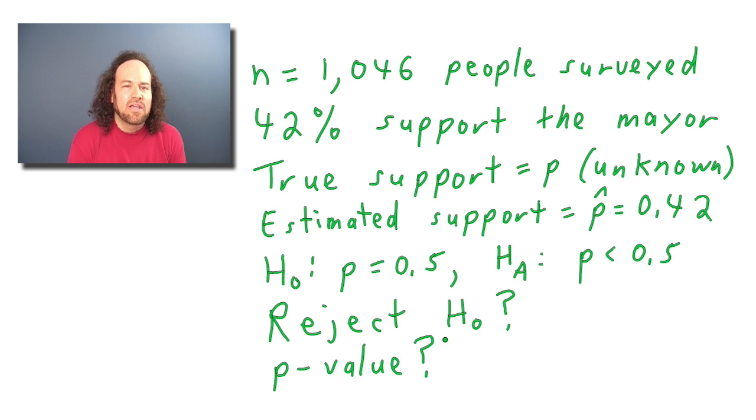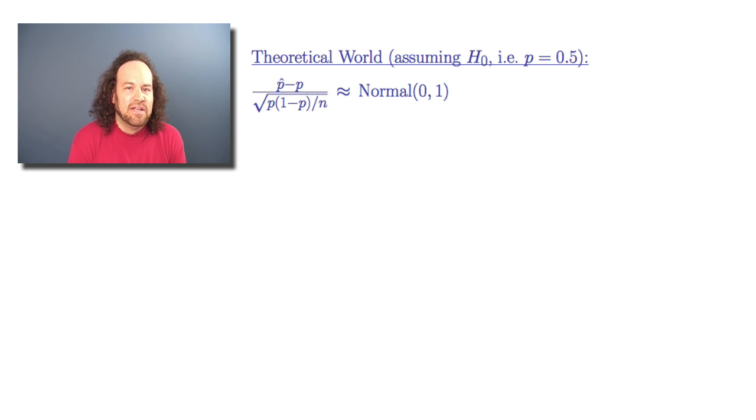Well, how are we going to compute the p-value? We should start by remembering that in the theoretical world, assuming H0, the null hypothesis, then we can say that (p hat minus p) divided by the square root of p times (1 minus p) over n has approximately a standard normal distribution. That's what we learned before. So in this case, it means if we fill in the values, (p hat minus p) over the square root of 0.5 times (1 minus 0.5) divided by 1,046 should have approximately a standard normal distribution.